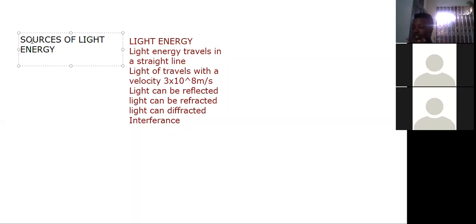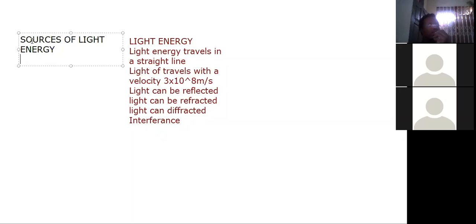The first thing we are going to talk about is sources of light energy. We are going to talk about two main sources: the artificial source of light energy, and the natural. When we say anything artificial, we are talking about any light energy source that is made by man. I hope I made myself clear. When we talk about the natural, we are talking about those made by God. Example, the sun, firefly, glowworm, and all those things.